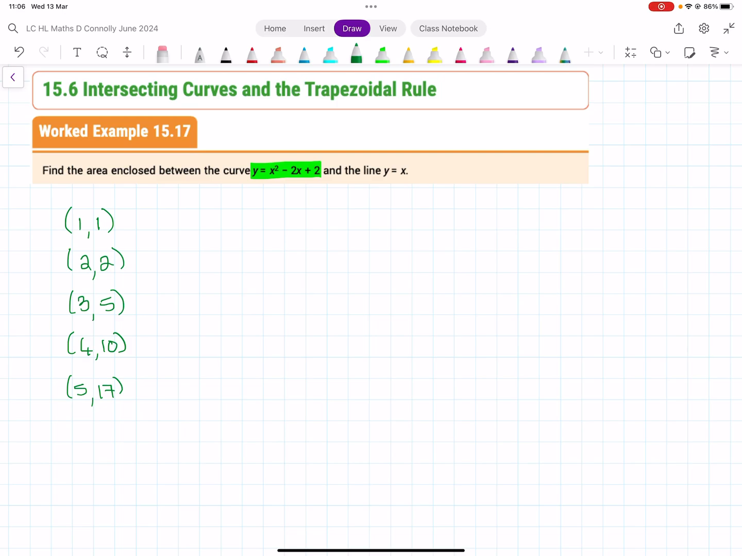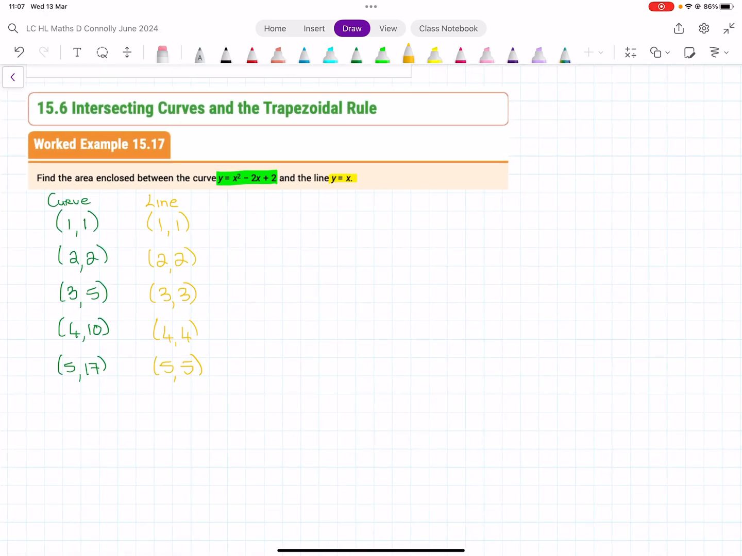Okay, so this is the curve. The line then is quite straightforward. y equals x, so whatever the x value is, that's what the y value is. So it's 1, 1, 2, 2, 3, 3, 4, 4, 5, 5. Now, I might need to extend that. I'm not 100% sure. So we'll sketch what we have and then decide if we need to extend it further.